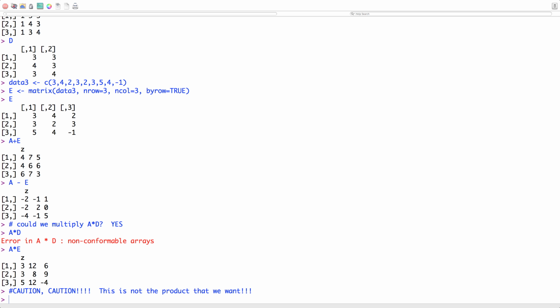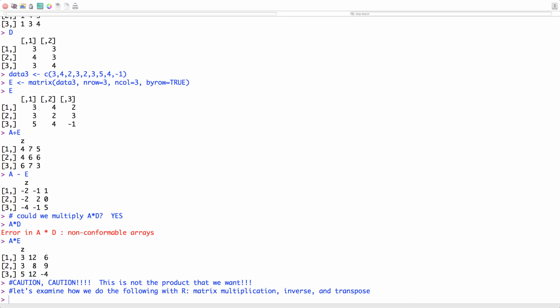Okay, so let's examine three things. I want to see how we do matrix multiplication, how we look at the inverse, and how we find the transpose. Okay, so matrix multiplication first. The correct way. It's not that the other isn't correct. The other just multiplies entries, and in my opinion, at the end of the day, it gives us something that's completely meaningless, at least in the application of regression and statistics.